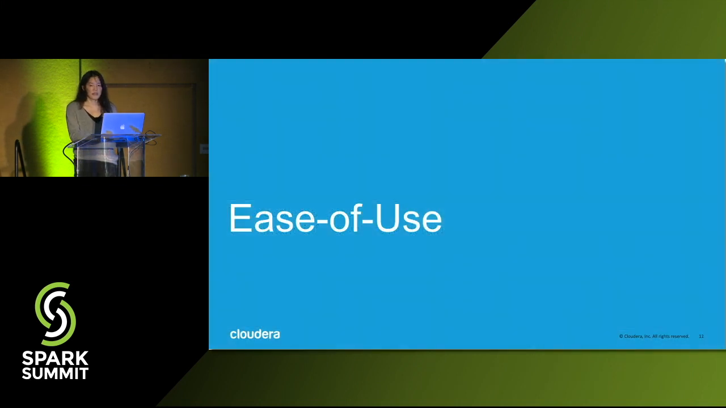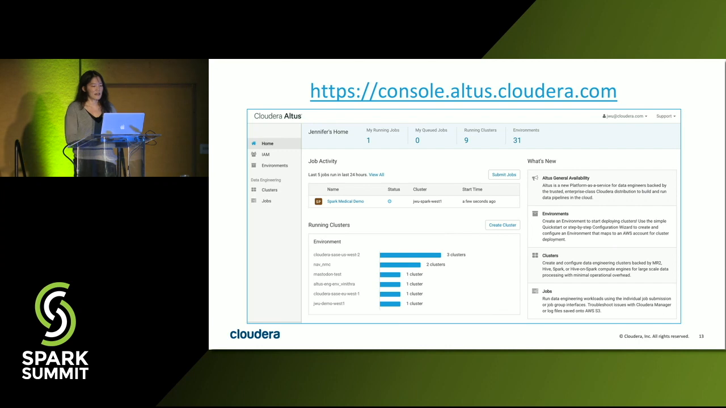One of the large steps that we've taken is in the ease of use category. We have taken a very large step in terms of ease of use by offering a managed service. What this means is that there's now a portal that you can go to. This is actually the URL. And this is a portal where you can see all of your jobs and your clusters that are running. And these clusters are managed by the Altus product itself.